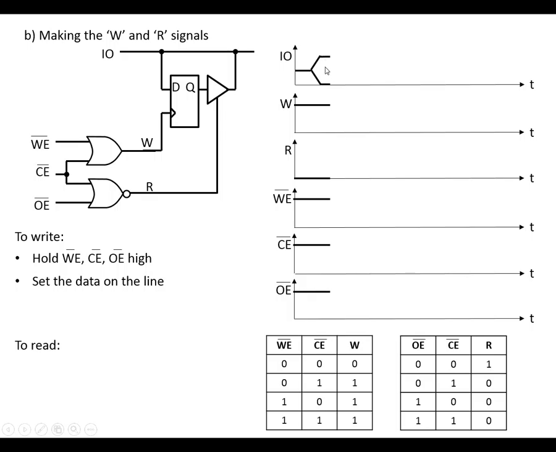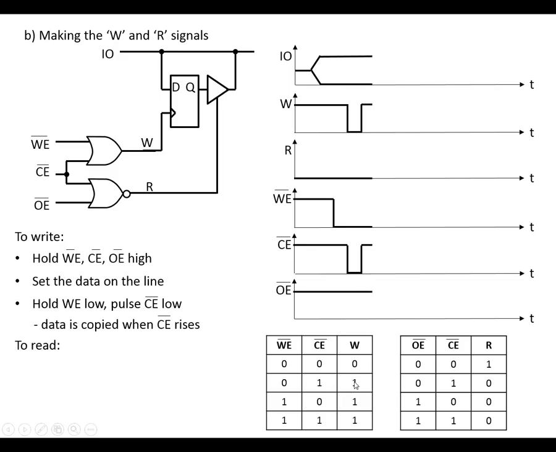We're going to set the data on the data line, and then we're going to hold WE low first, so it's going to tell the chip to get ready to write, and then we're going to write when chip enable goes low. So if we've got both of these low, W is going to be low, and as soon as chip enable goes high again, W is going to go high. So with W going high, the data is now copied into this flip-flop. And we've got to make sure that all of the control lines are held high again as the default setting.